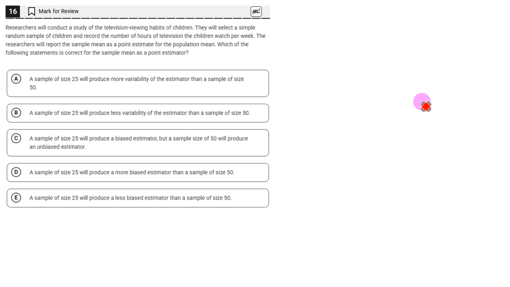A sample of size 25 will produce more variability of the estimator than a sample of size 50. So as the sample size goes up, variability goes down. So 25 will have more. They won't be biased if it's a true random sample, so we have nothing about bias. So there you go. Sample size 50 will have less variability than a sample size 25.